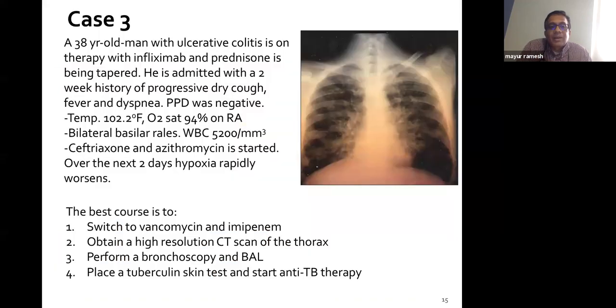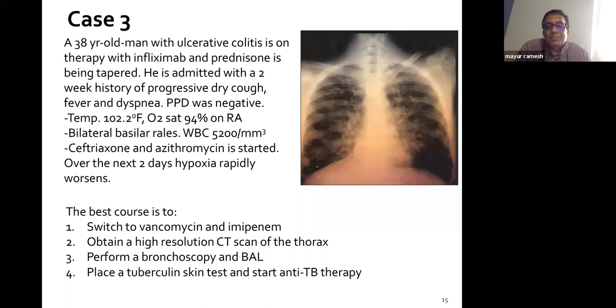All right, next. A 38-year-old man with ulcerative colitis is on therapy with infliximab and prednisone. Infliximab is a TNF-alpha inhibitor, and the prednisone is being tapered. He's admitted with a 2-week history of progressive dry cough, fever, and dyspnea. PPD was negative. The patient has fever, oxygen saturation of 94% on room air, bilateral rales, and a WBC count of 5,200.